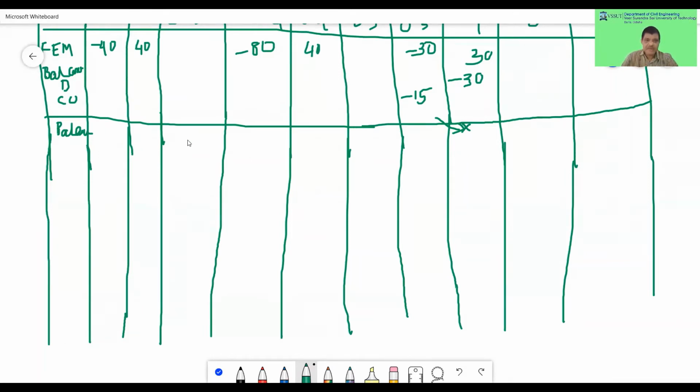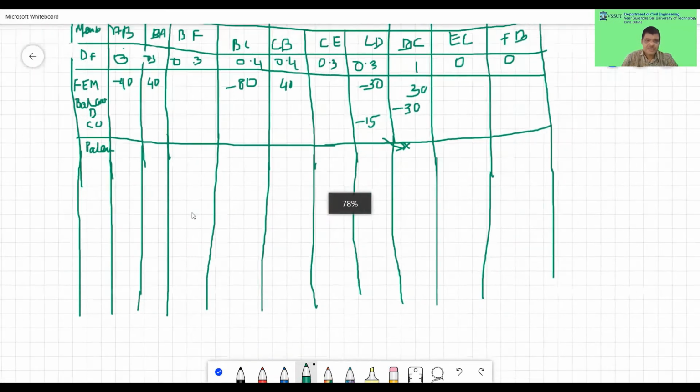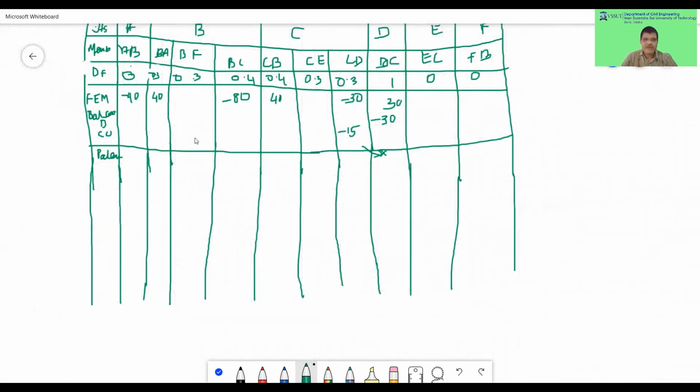So what is the value here? You see at the joint B, what is the value? At the joint B, it is plus 40. Plus 40 is the value available here. So you have to balance it, and we can calculate accordingly.